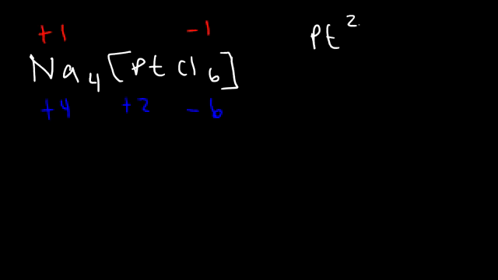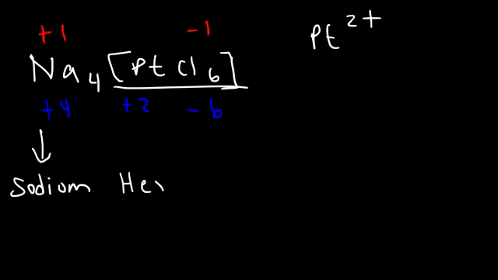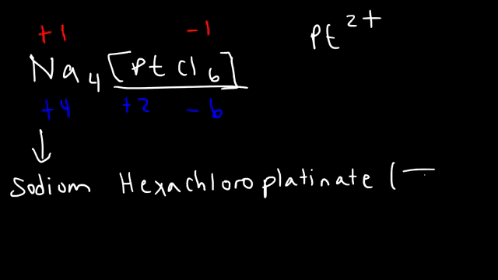So now that we know the oxidation state of platinum, let's name it. So Na is called sodium, and now let's name the complex ion, or the complex anion. We have 6 chlorine atoms, so it's going to be hexa, chloro, and then the Latin name for platinum, that's going to be platinate, with an oxidation state of 2. So it's called sodium hexachloroplatinate.